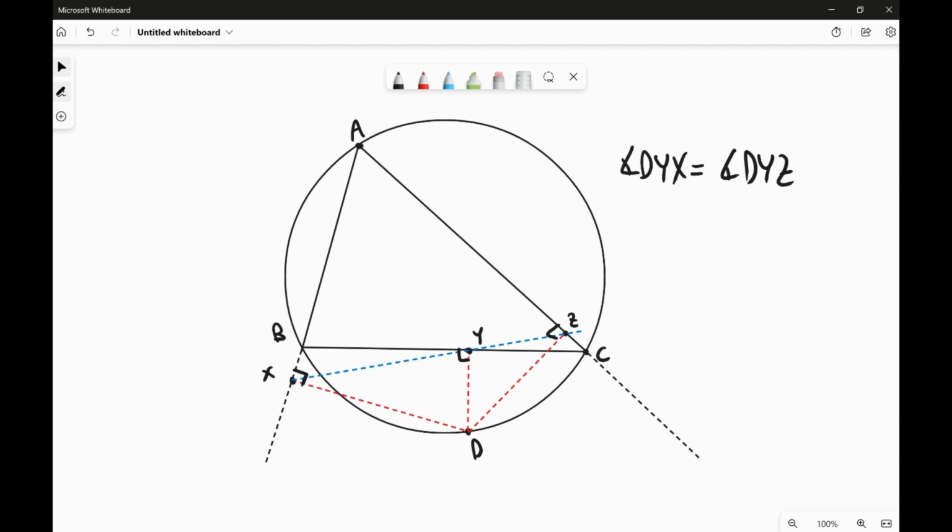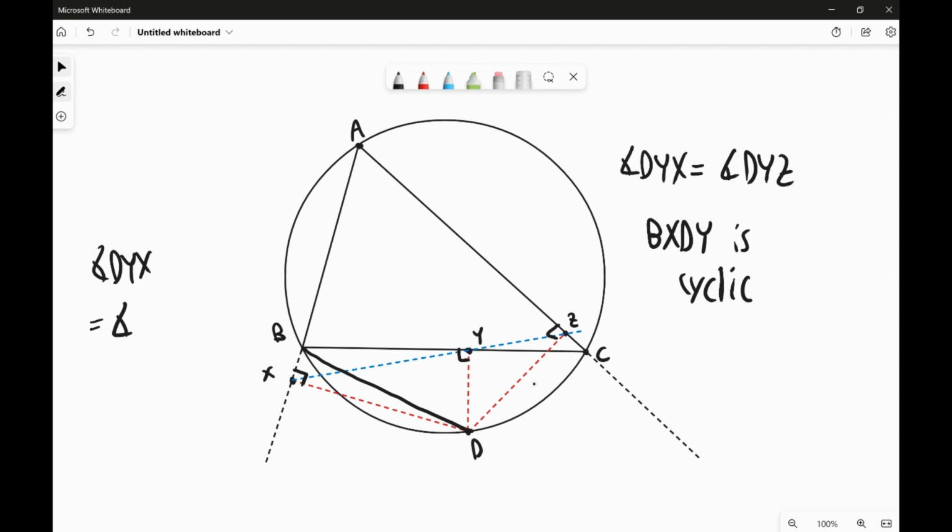And now we immediately see what we have. We have that BXDY is cyclic. So BXDY is cyclic because of the opposite 90-degree angles. So consequently, if we draw this line, we end up having that directed angle DYX is equal to directed angle DBX. Similarly, we have that DYZC is also cyclic. So that means that directed angle DYZ is equal to directed angle DCZ.